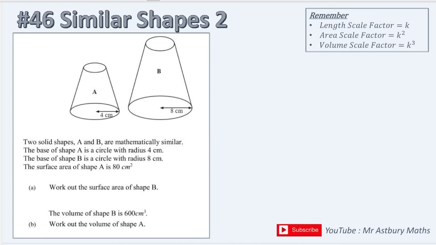Straight off the bat, I can see that we've got 4 and 8 here, and that's a linear measurement, it's just a distance. So therefore, that tells me that K is equal to 8 over 4, which is equal to 2. Okay, we're now asked to work out the surface area. So if I want to move between areas, I'm going to have to use k squared to do that. And k squared will be 2 squared, which will be 4.